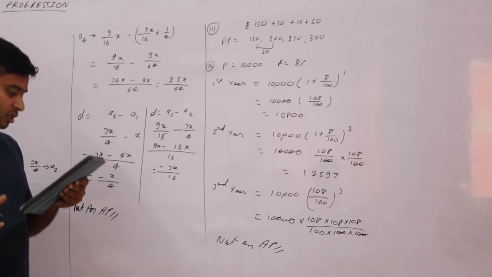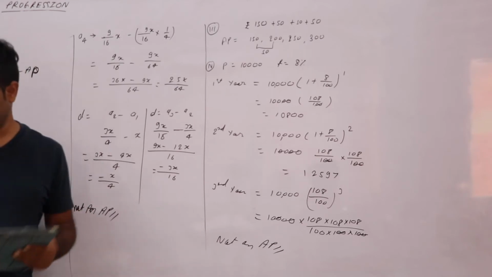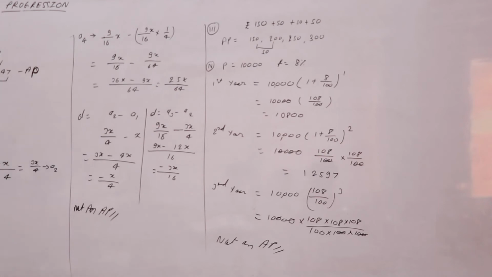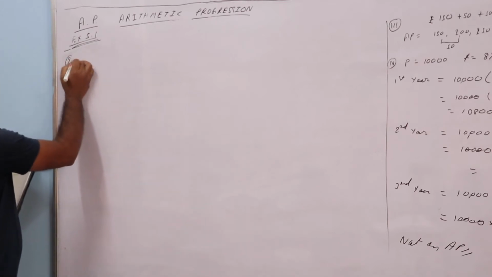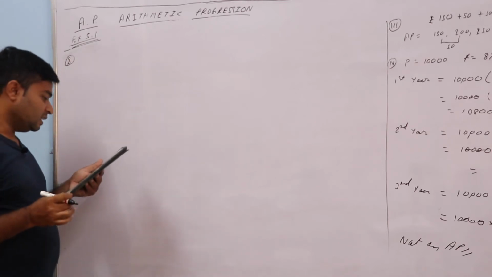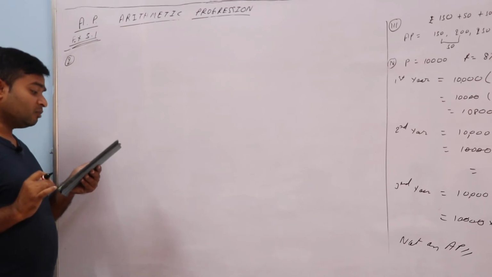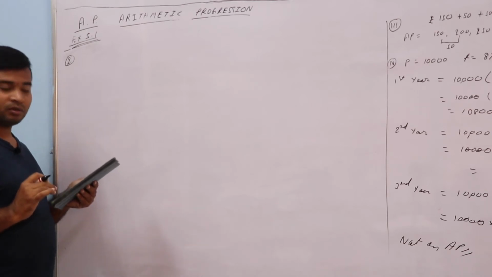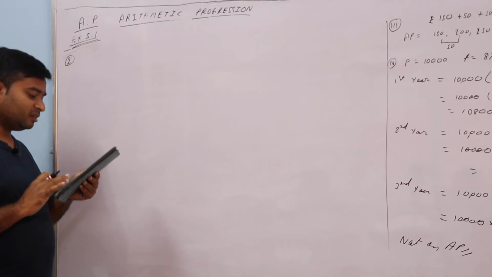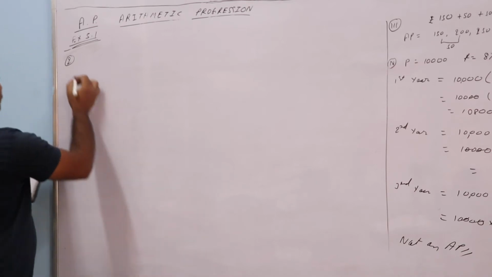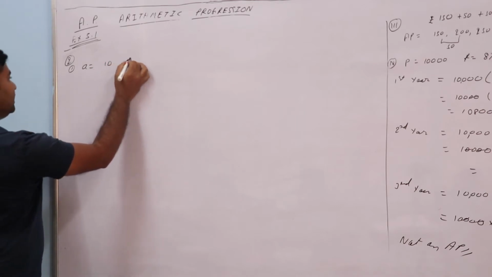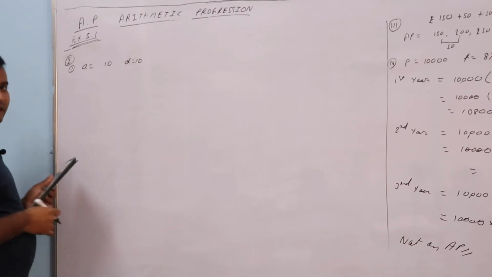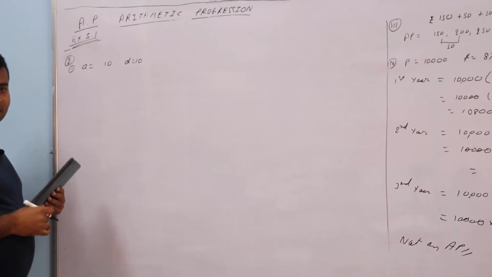Now come to question number 2. Copied? Question number 2. The question is saying, write the first 4 terms of the AP when A and common difference are given. So the first one is saying A is equal to 10 and D is equal to also 10.